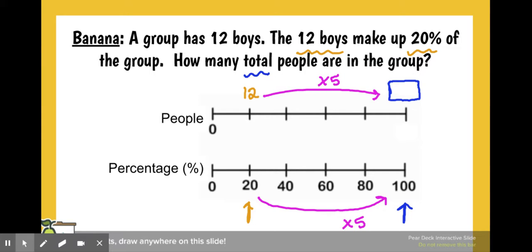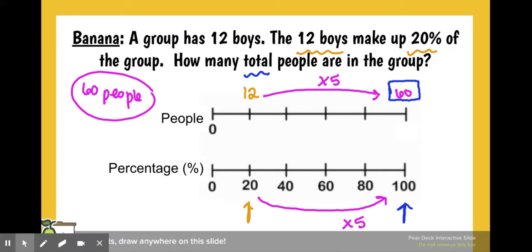If you were to use a calculator and do this math, you would get that your answer is 60. So for this question, I know that my final answer is 60 people. 60 people make up my full group.